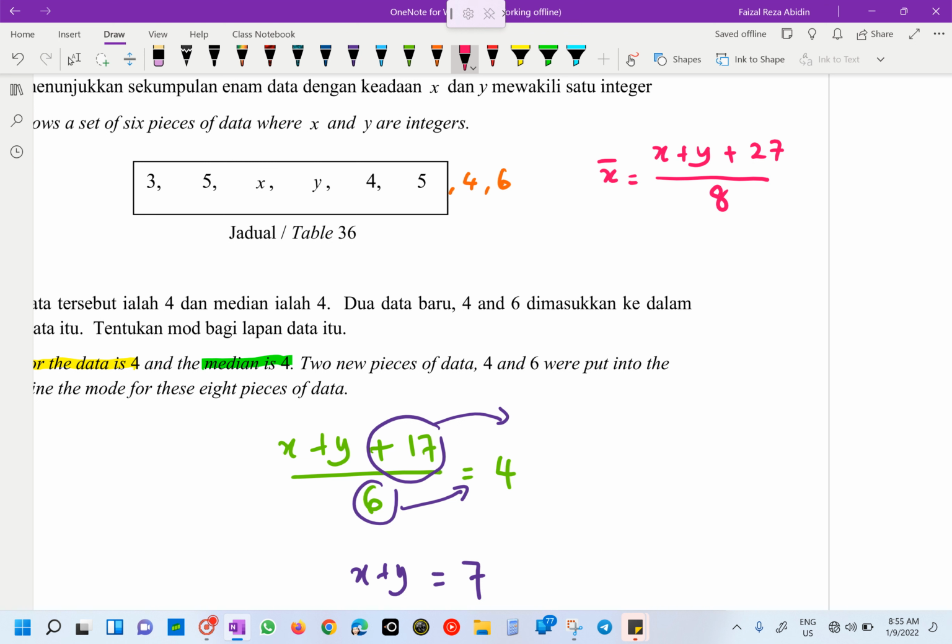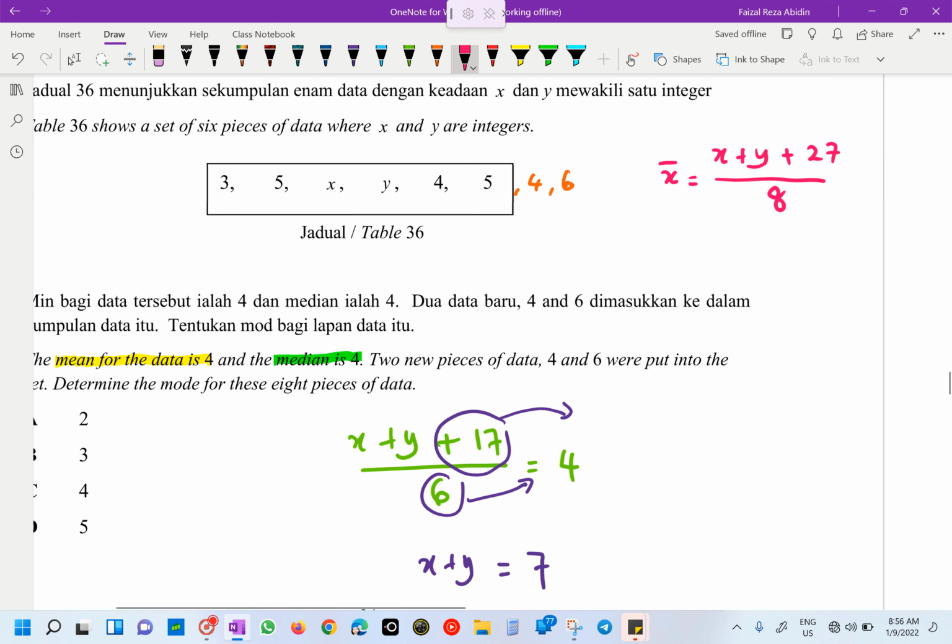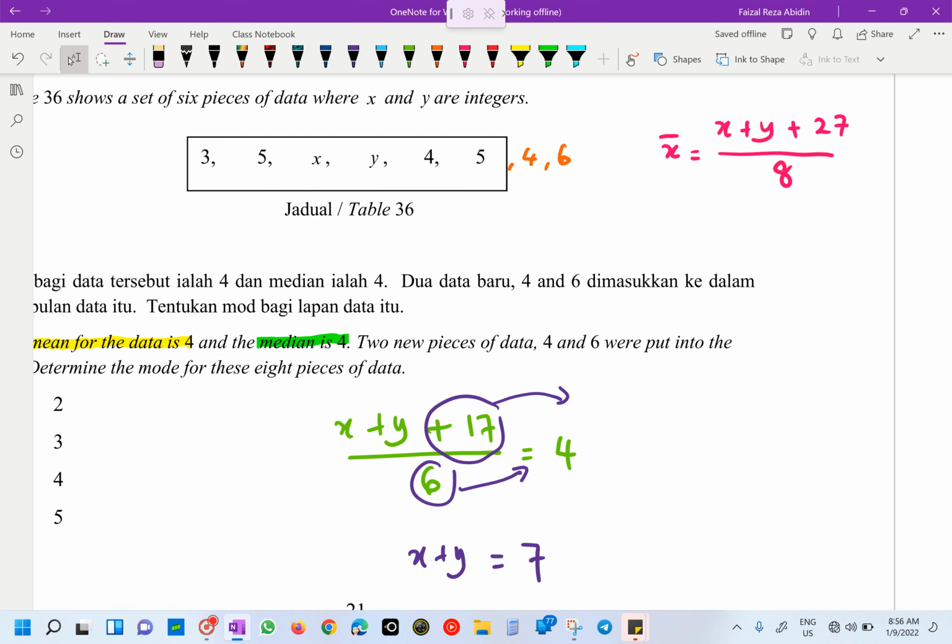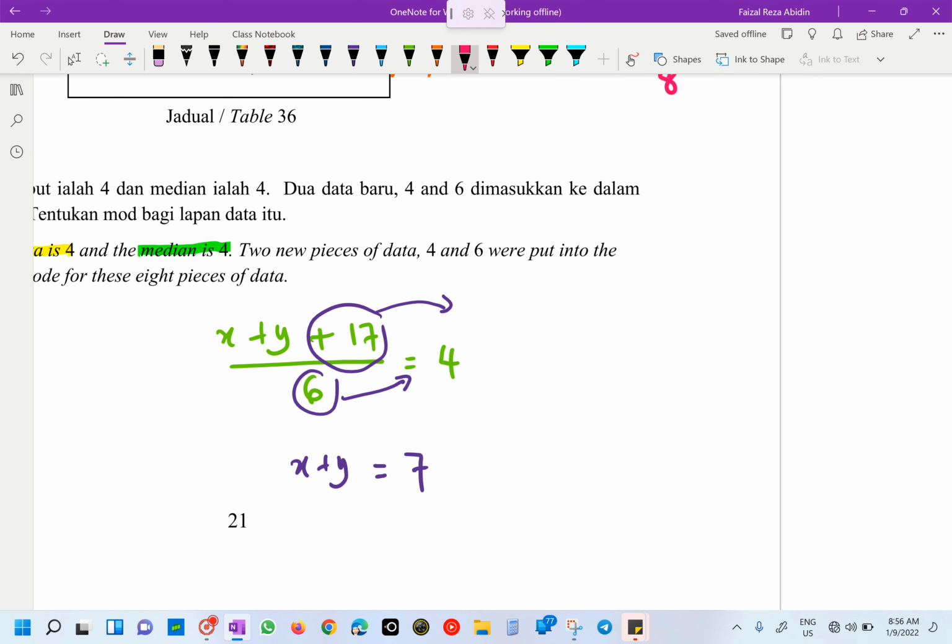Oh, nak masuk? Substitute. Mode is going to be the highest frequency. So means that the mode here, dia bukan suruh cari X dengan Y kan? X tambah Y sama dengan 7 kan? So either one, kita boleh dapat apa? 1 tambah 6, 2 tambah 5, 3 tambah 4. Lagi? Itu je lah.